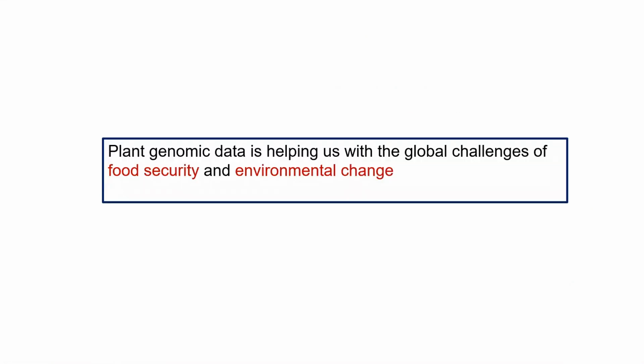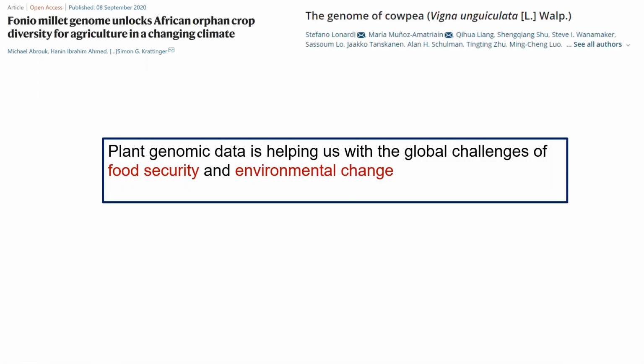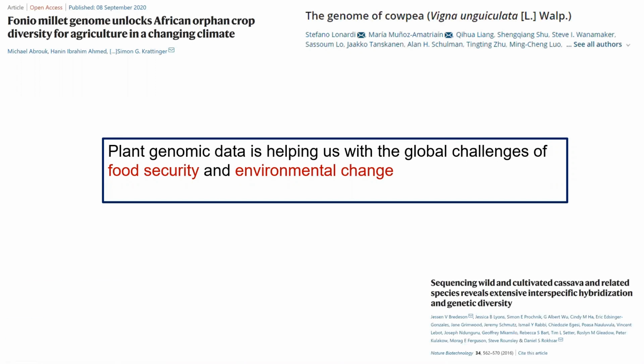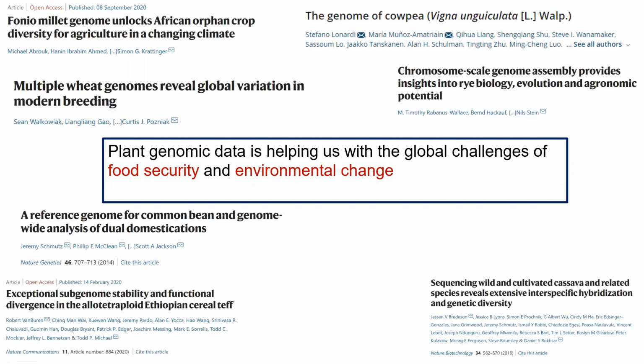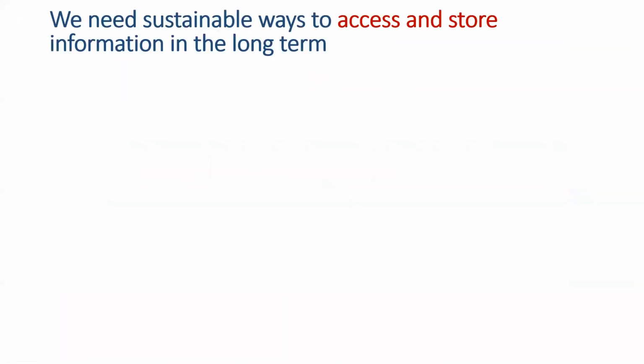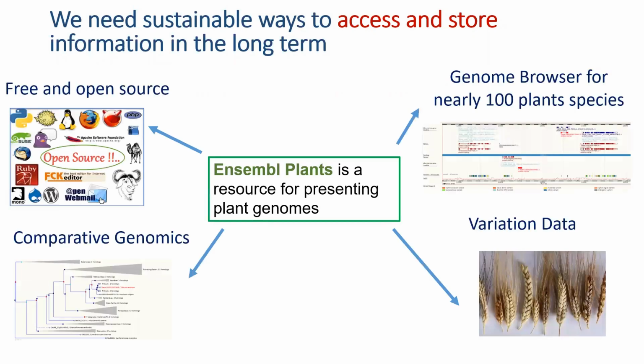So I think we can all agree that plant genomic data is really helping us with the global challenges of food security and environmental change. And here is just a short list of papers about plant genome publications over the last few years, with much more being published and much more happening. And that's really awesome. But what we do need to do is find sustainable ways to actually access and store this information in the long term. This is why I present Ensembl Plants.